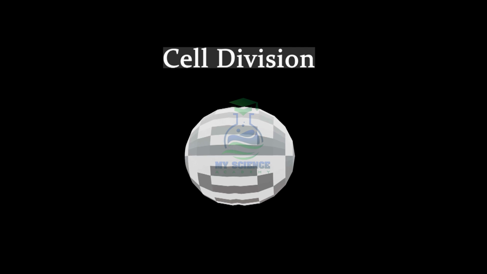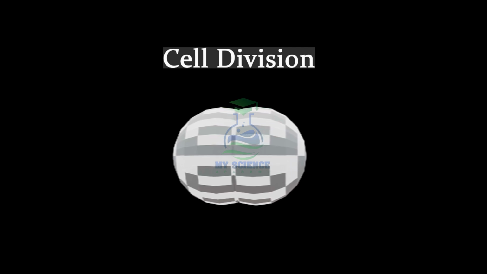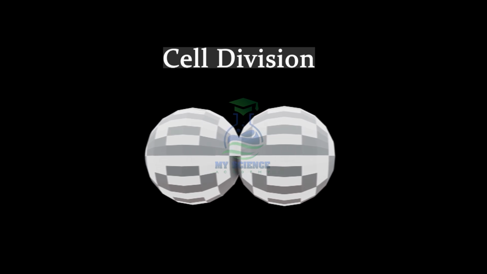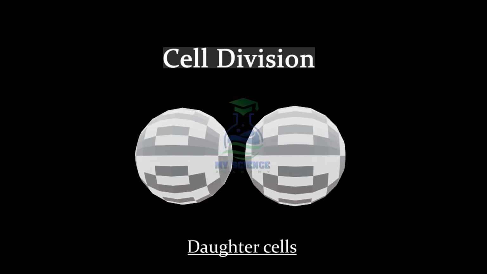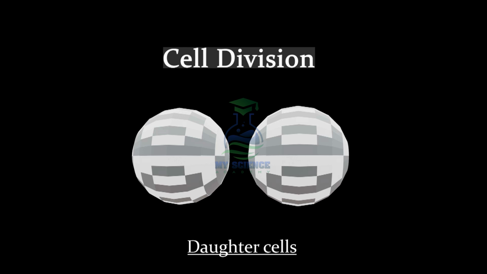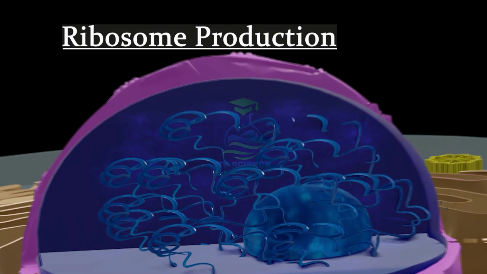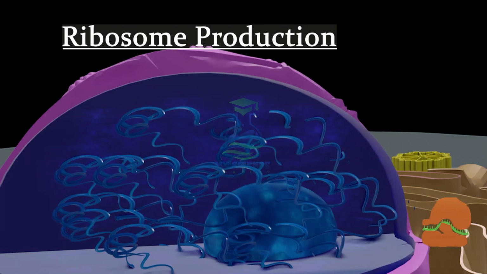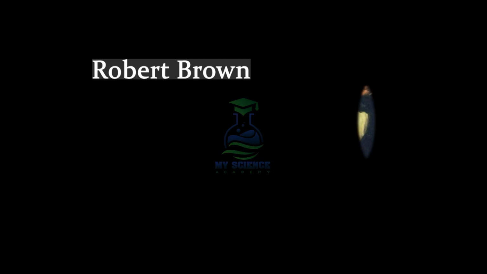Number 3. Cell division. During cell division, the nucleus ensures that the DNA is accurately replicated and distributed to daughter cells. Number 4. Production of ribosomes. The nucleolus manufactures ribosomal RNA and assembles ribosome subunits, which later leave the nucleus to participate in protein synthesis.